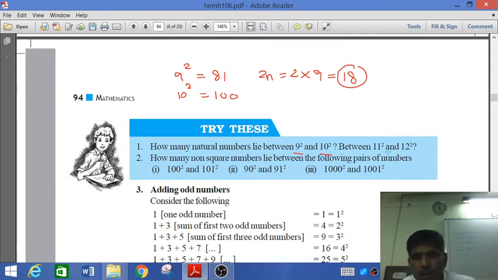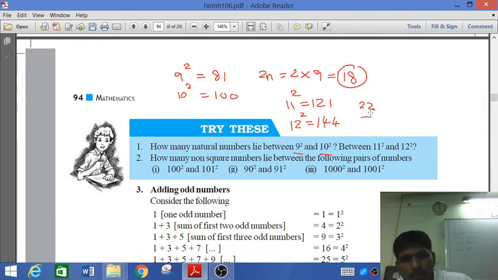One more question, 11 square and 12 square. Now 11 square is 121, 12 square is 144. Now 11 twos are 22. So 22 numbers are there between 121 and 144, and all are natural numbers but non-perfect squares. Clear or not? So it is easy. Now try it yourself. Question number 2. You have to do it yourself.